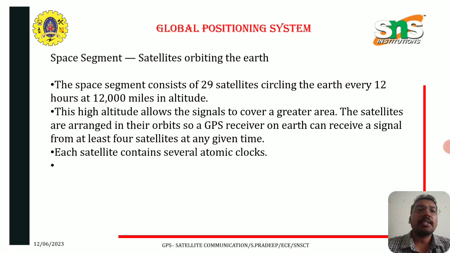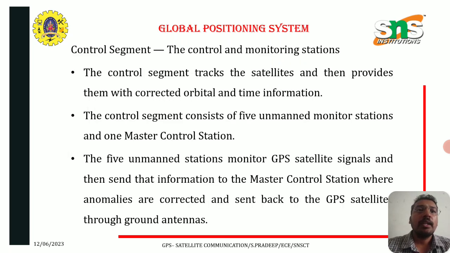Each satellite contains several atomic clocks. Next, the control segment tracks the satellites and then provides them with corrected orbital and time information. The control segment consists of 5 unmanned monitor stations and one master control station. The 5 unmanned stations monitor GPS satellite signals and then send that information to the master control station where anomalies are corrected and sent back to the GPS satellite through ground antennas.